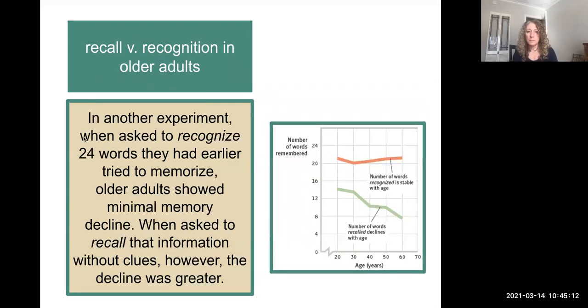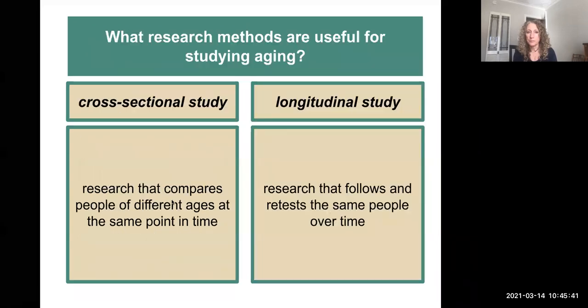And in another experiment, when asked to recognize 24 words they had earlier tried to memorize, older adults showed minimal memory decline. So when there's cues and it's recognition, you're having to recognize something, you can do very well. And we already know that recognition memory is going to be better than recall. But when you have to recall it, there is even more of a decline with older adults versus younger.